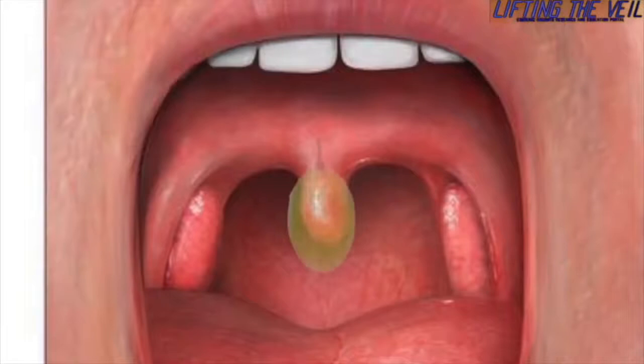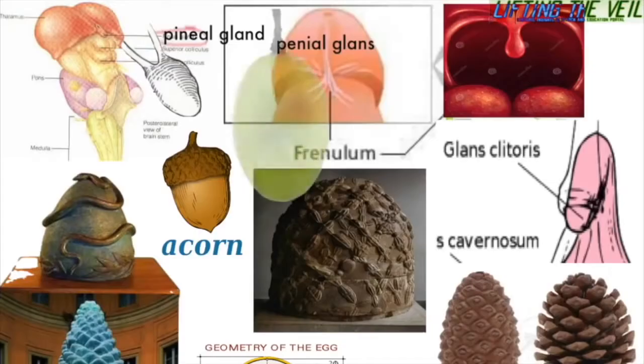The uvula hangs like a bunch of grapes. Comes from etymologically, uva is Latin for grapes. It contains glands that secrete saliva, the salt, the salvation, the salivation.